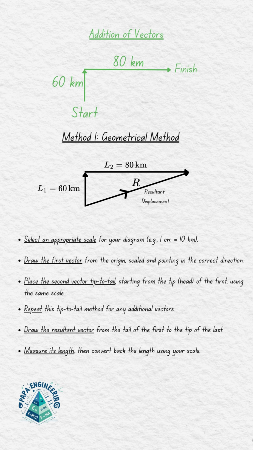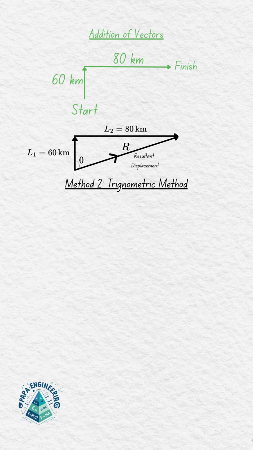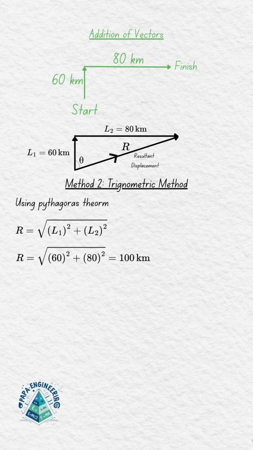You can measure its length and then measure the angle between the resultant vector and a reference direction. That's your total displacement. The second method is trigonometric. First, we use Pythagoras theorem. Using the Pythagoras theorem, we insert the values of L1 and L2. So we can find the magnitude part of the displacement, which is 100 kilometers.